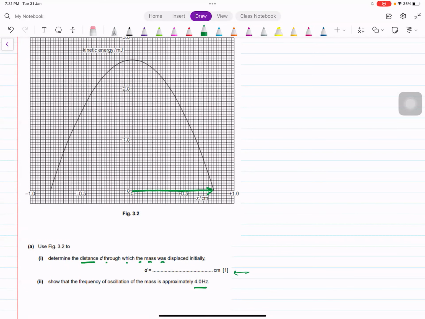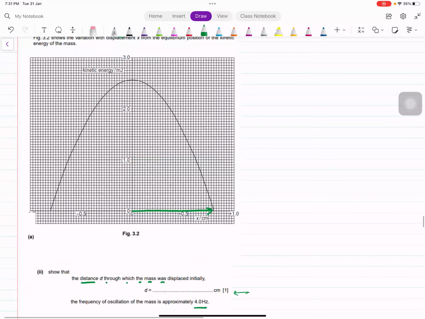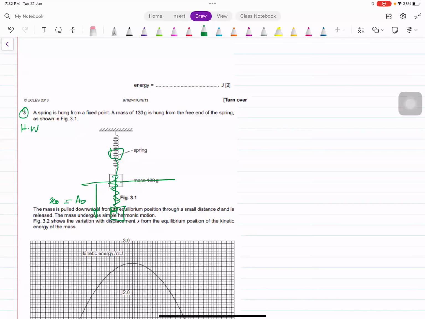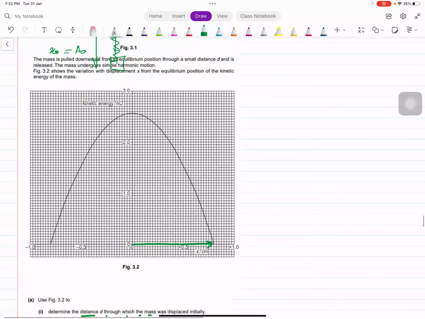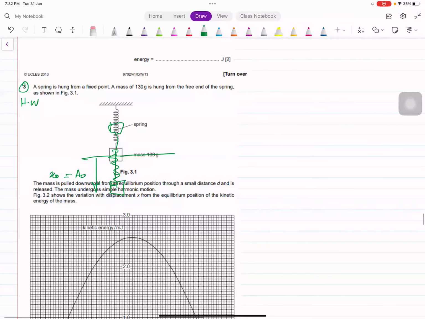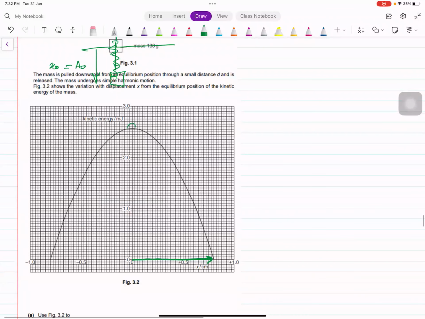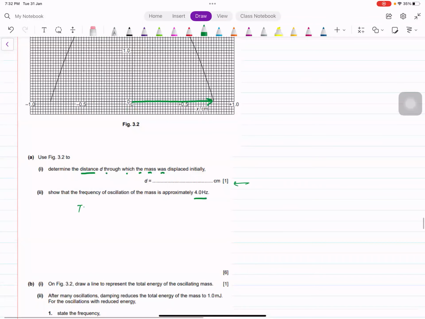Okay. Then it says show the frequency. How do you show the frequency? It's very simple. You have the mass, right? You have the mass here. You have the total displacement, you have the total energy. So the total energy value can be seen from the graph, half m omega square x naught square. You have x naught right here. You have m, you have half, you have total energy. Can you find omega?